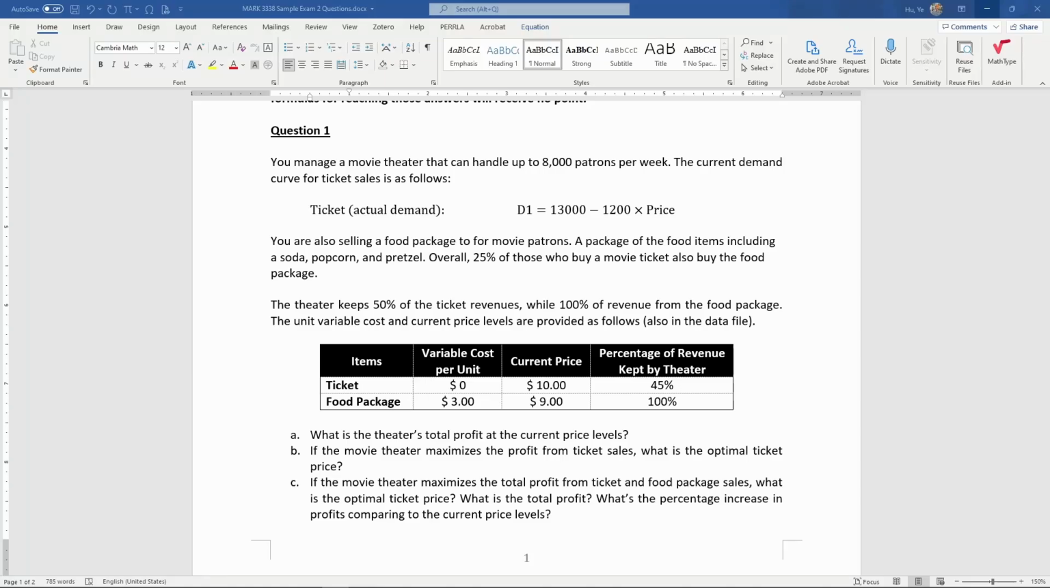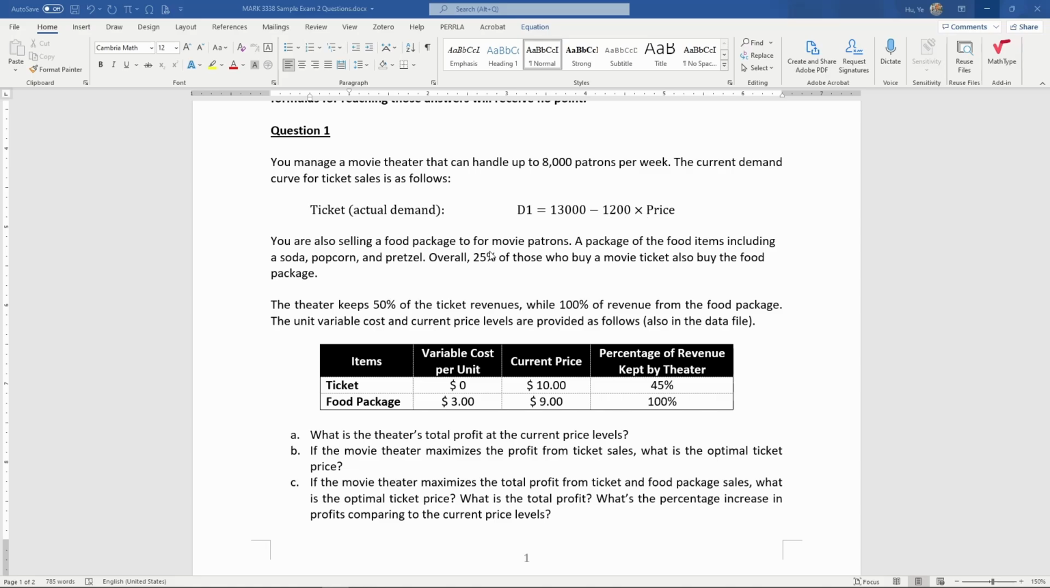This video explains sample exam 2, question 1. So for question 1, we have a movie theater where it can handle up to 8,000 patrons per week. And here is the demand curve. The demand is equal to 13,000 minus 1,200 times price.